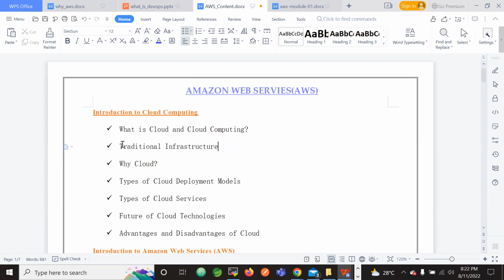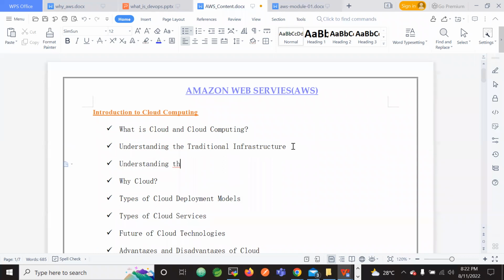Understanding the traditional infrastructure and understanding the data centers, and then why are we moving to the cloud? Because with the understanding of the traditional infrastructure and data centers, we will see some painful points. Those painful points were removed by this concept called cloud computing. How it removed them is what we will understand here.